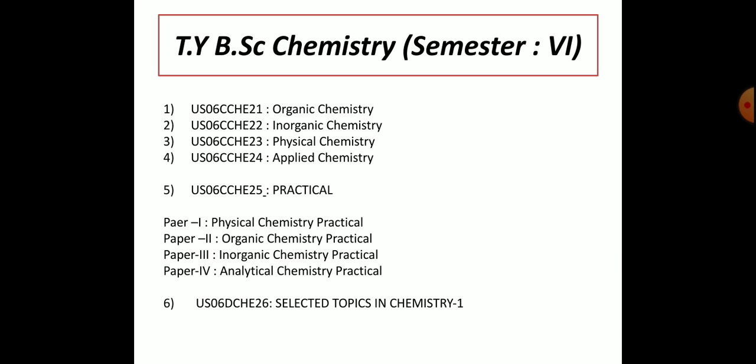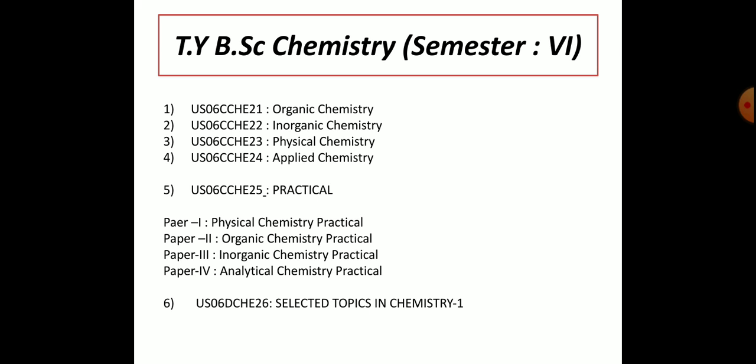Number 4, US 06 CCH 24, that is applied chemistry. This subject also contain 4 unit. Unit 1 is spectroscopy. Unit 2 is drug. Unit 3 is biochemistry, inorganic chemistry. Unit 4 is divided into 3 part, but title of unit is heavy chemicals. In this heavy chemical contain sodium hydroxide, nitric acid and sulfuric acid.